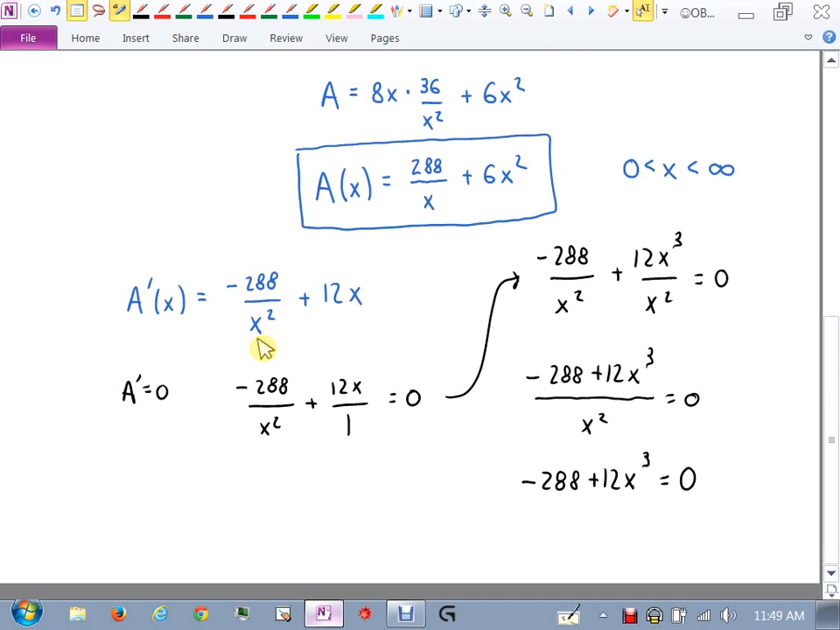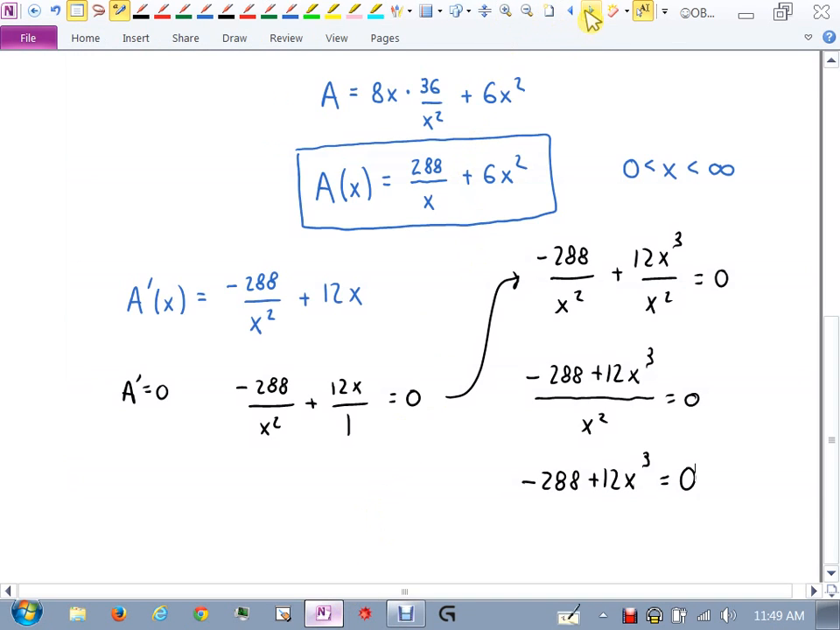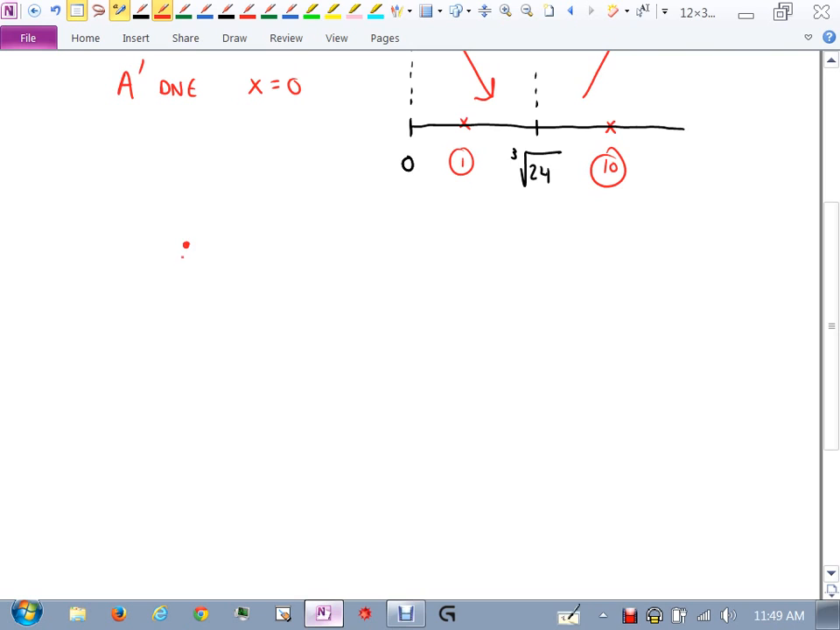Now plug in 10. Negative 288 divided by 10 squared. 10 squared is 100, right? So it's negative 2.88, and then plus 12 times 100 times 10 is 120. So it's a positive number. So that tells me, therefore, we have a minimum at x equals the cube root of 24.